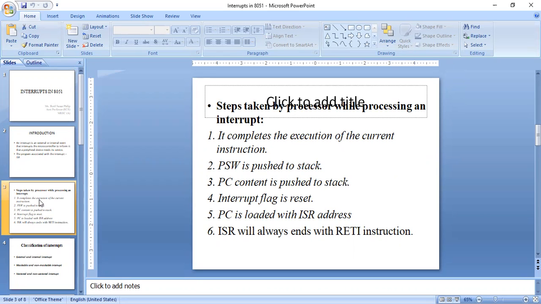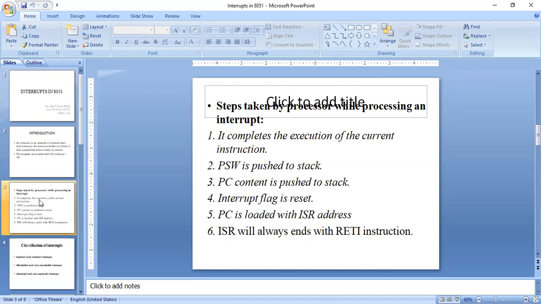After that, the PC contains the address of the next instruction of the main program, so the PC content should also be pushed to the stack. Once these two steps are over, that is, the PSW data is pushed to the stack and the address in the program counter is pushed to the stack, the interrupt flag is reset.